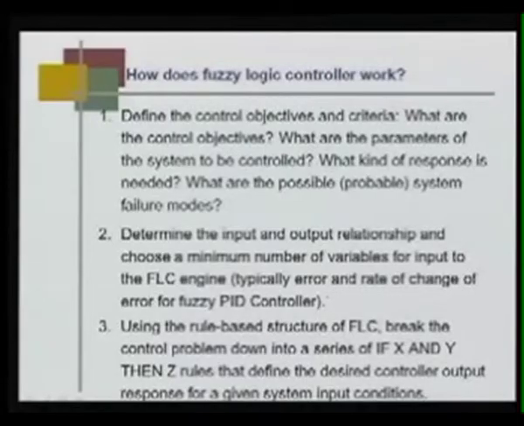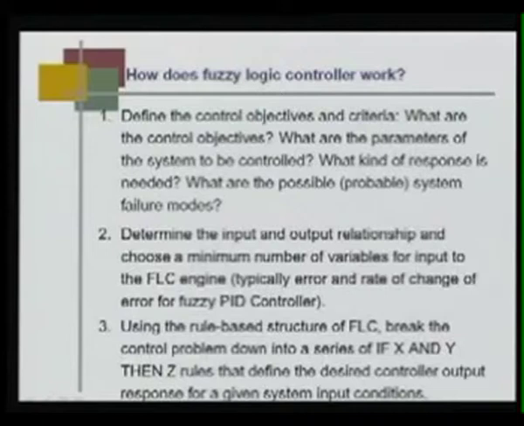I hope that you remember, in one of our previous classes, we discussed how a PI or PID type of controller can be represented in terms of error and change in error, or they are functions of error and change in error. Using the rule based structure of a fuzzy logic controller, break the control problem down into a series of if x and y then z rules that define the desired controller output response for given system input conditions.